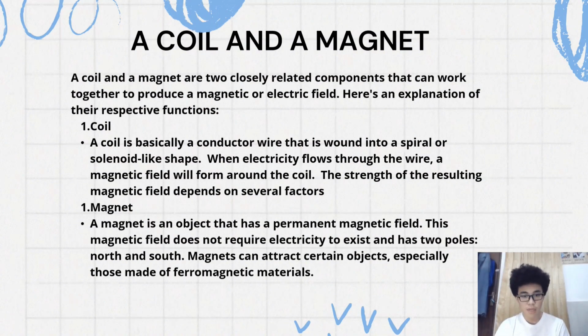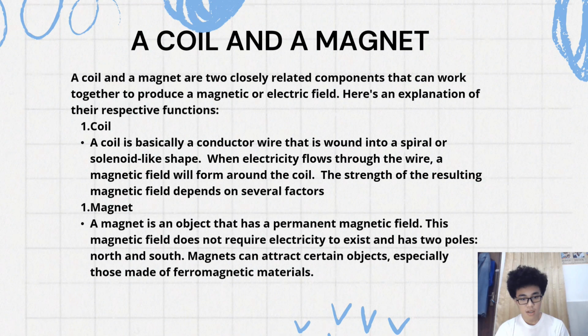A coil and a magnet. A coil and a magnet are two closely related components that can work together to produce a magnetic or electric field. Here is an explanation of their respective functions. A coil is basically a conductor that is wound into a spiral or solenoid-like shape. When electricity flows through the wire, a magnetic field will form around the coil. The strength of the resulting magnetic field depends on several factors.